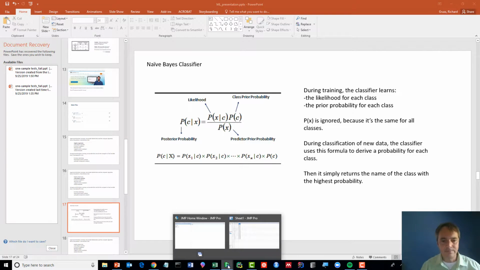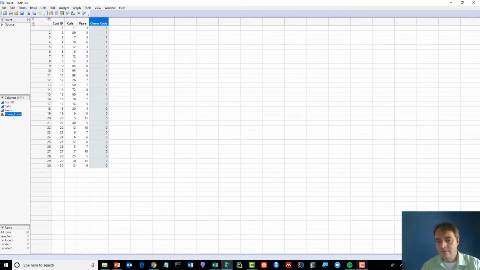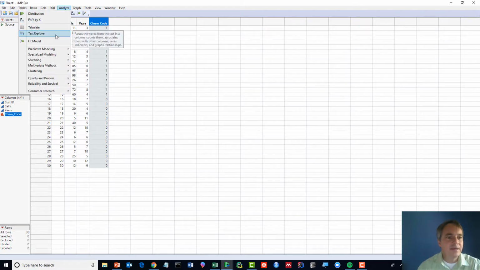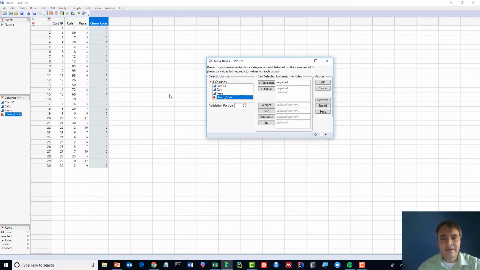So I'm going to come back here to Jump, same data set. I'm going to go to Analyze. Okay, so let's take this same data that we used. We analyzed this data with a logistic regression before. Now let's go ahead and try a naive Bayes classifier. So that's going to be here under predictive modeling and naive Bayes. Okay, so again, same kind of structure. We're trying to predict the churn code given calls and years. Okay, and so we'll make those our X. So once again, we're just putting in the target, we're putting in the variables and saying, come up with the relationship between these. Okay, I'll click OK.